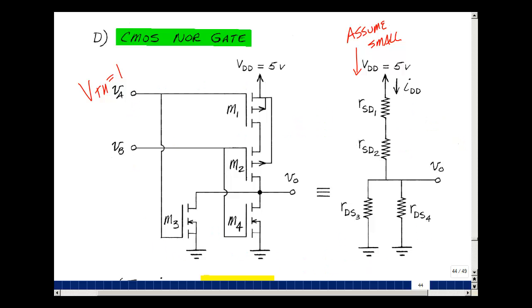Our last case is having 5 volts and 5 volts. Our gate to source voltage here would be 5. This would also be 5 volts. I got 5 volts here and I got 5 volts here. And then the voltage across here would be 5 minus 5 or 0. These would be low resistances if the current is small. And here I'd have a high resistance because I'm less than threshold.